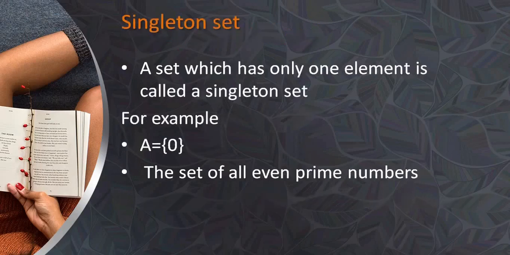And the second one is singleton set. It is a set which has only one element. For example, A is equal to {0}. In this case, the set consists of only one element which is 0. Thus, it is a singleton set. And if you consider the set of all even prime numbers, the one and only even prime number is 2.